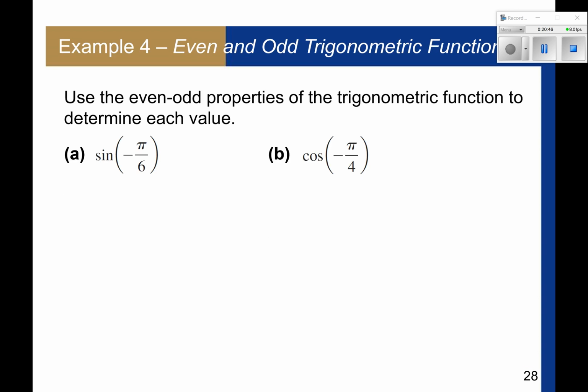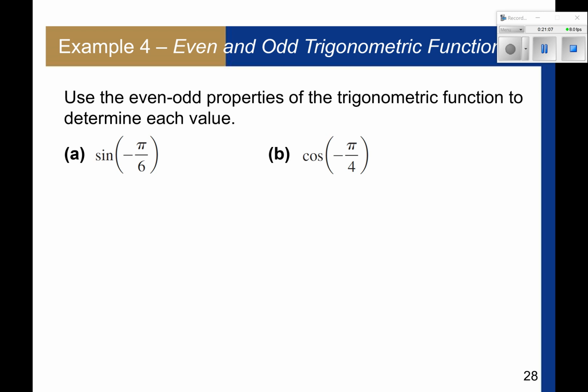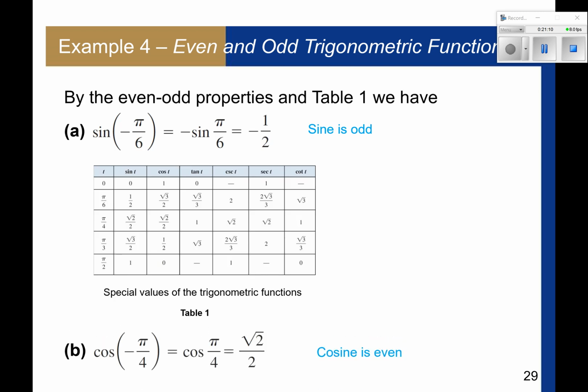What's the sine of negative pi over 6? Well, again, from our chart, we can say that for pi over 6, the sine is positive 1/2. So for the sine of negative pi over 6, it's going to be negative 1/2 because sine is odd. What's the cosine of negative pi over 4? Well, cosine is an even function, so the cosine of negative pi over 4 is going to be the exact same value as the cosine of positive pi over 4, which again, from your chart, is positive square root of 2 over 2.